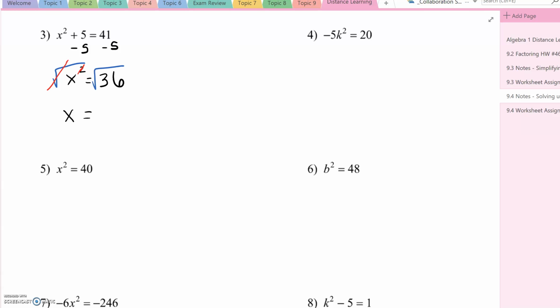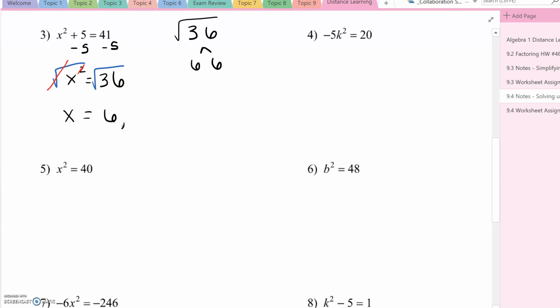Now, so far, every number we've been dealing with is a perfect square. But remember, if you don't have your perfect squares memorized, just try to break 36 down into a number multiplied by itself. So 6 times 6 gets us 36. So that means the square root of 36 is positive 6.